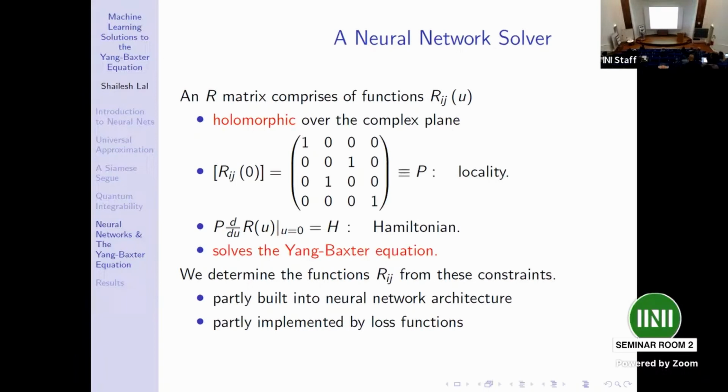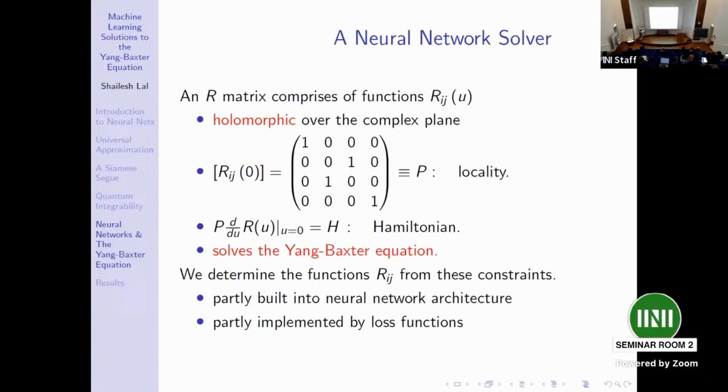So what are the constraints it might have? Well, it would be holomorphic over the complex plane. At u equal to 0, it reduces to the permutation operator, which is really a statement of locality. And the first derivative is related to the Hamiltonian. At first pass, let's assume that we are fixing on some target values of the Hamiltonian and trying to solve. And then, of course, the elephant in the room, it should solve the Yang Baxter equation.